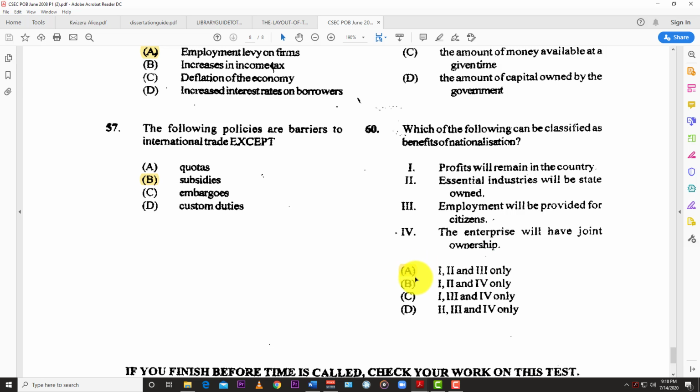Alright, so that's the end of the May-June, way back when, 2008, Principles of Business, Paper 1. Alright, that's the end of that. I think that would be the last. That's as far back as I want to go for POB. So I don't think you'll see any more throwback papers for POB. 2008, that's some years ago. I don't know if everybody, I mean, y'all would have been babies back then. So I'm not going to be going back any further as it relates to POB. 2008, that's far enough. That's over a decade ago.